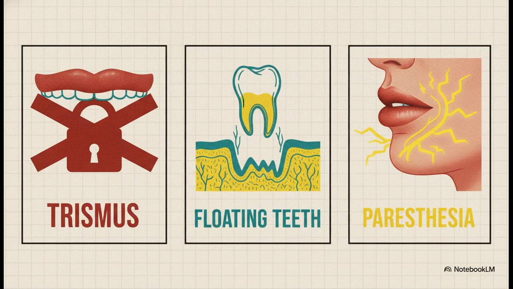Paresthesia of the lower lip. If a patient reports a numb or tingling lower lip without any prior trauma or surgery, you must immediately suspect inferior alveolar nerve affection by an invading tumor. That is a hallmark sign of a serious problem.